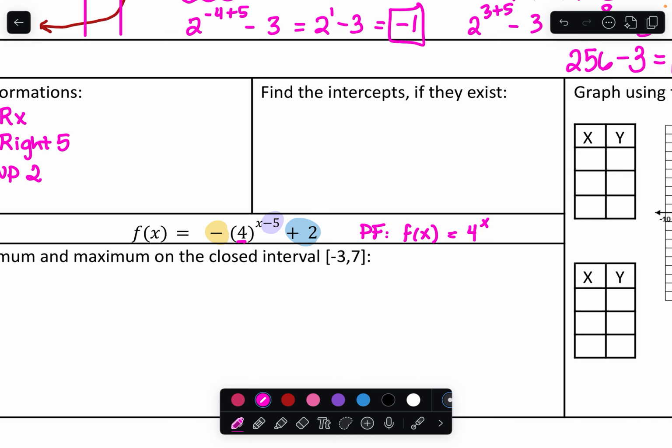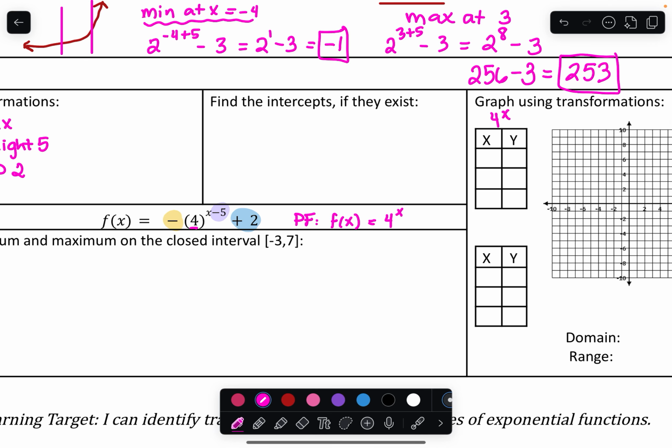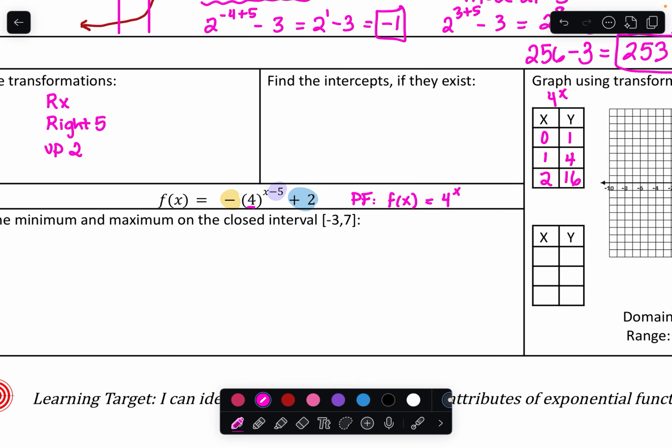Okay, now I'm going to graph this before I find the intercepts. So I'm going to use the parent function 4 to the x to graph. All right, if I plug in 0, 1, and 2, 4 to the 0 power is 1, 4 to the first power is 4, and 4 squared is 16. Now I'm going to apply those transformations. I have a reflection over x, and I'm going right 5. So for the x values, I'm going to add 5. And then for the y values, they get multiplied by -1, and then I add 2.